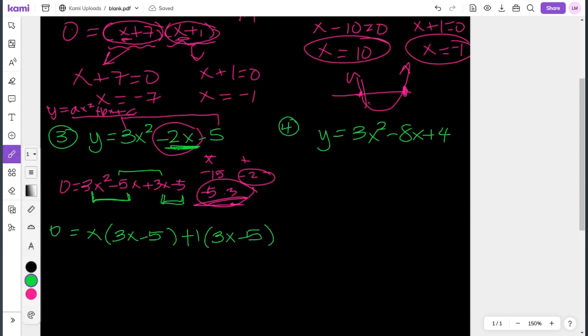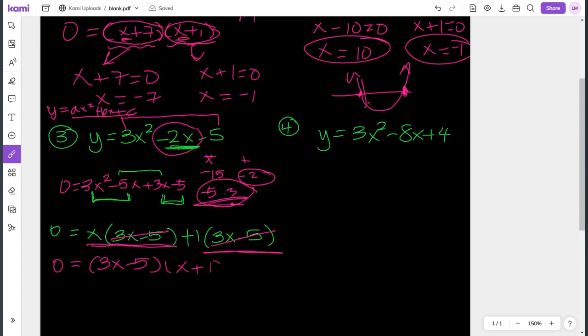Now here's the deal. I only have 2 terms now. Do you see the 2 terms? This one and this one. I want to factor out what's common with those 2 terms, which would be a 3x minus 5. So I just factored that out. Do you see what's left over? An x plus 1. So what's inside the parentheses gets factored out.